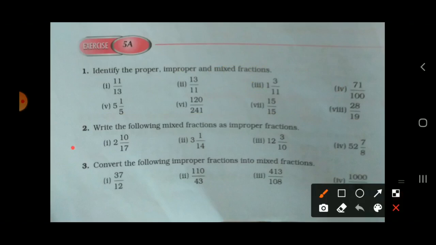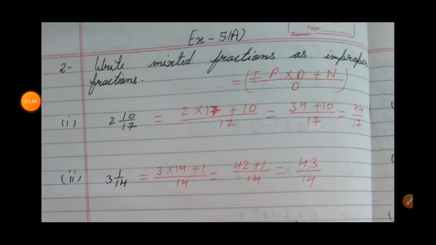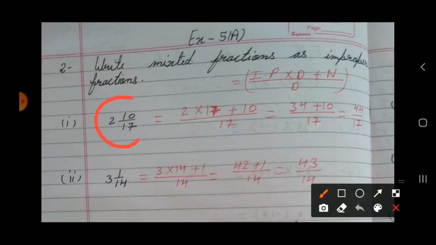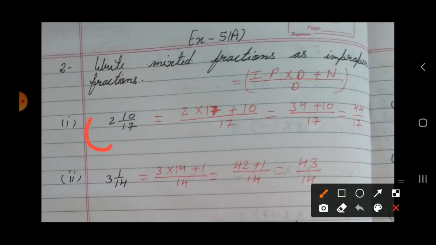Question number 2, write the following mixed fractions as improper fractions. Yes, first is 2 whole 10 upon 17. If we have something in mixed fraction like this, and we have to convert this into improper fraction, for this we will use this formula. Students, we know what the integral part is. This whole number is called integral part.